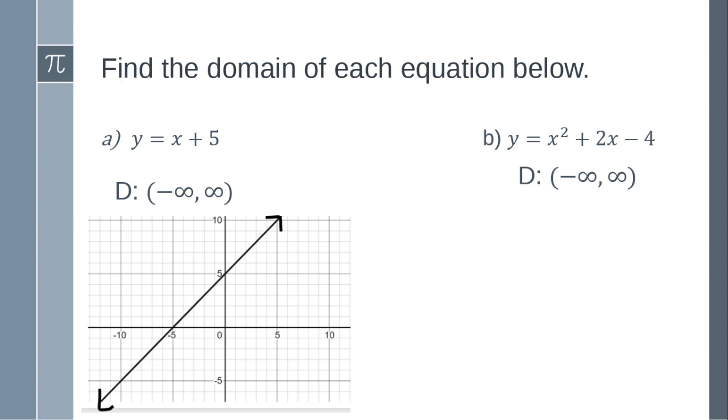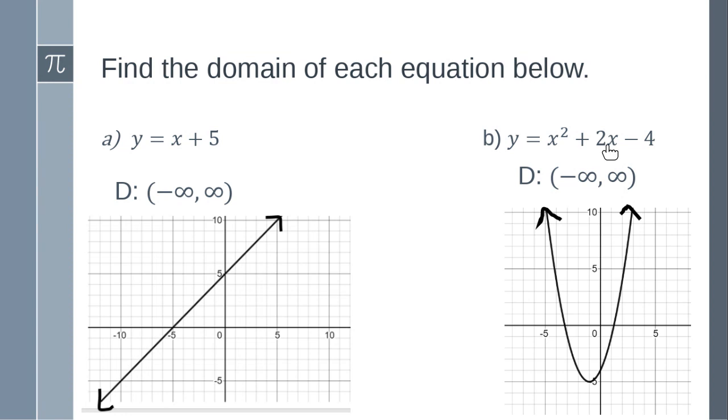All right, so let's look at B, okay? For B, we can answer right away that our domain is from negative infinity to positive infinity because, again, we've answered no to our three questions. We don't see anything with a fraction. We don't see anything with a square root. And we don't see anything with the word log in it, yes?